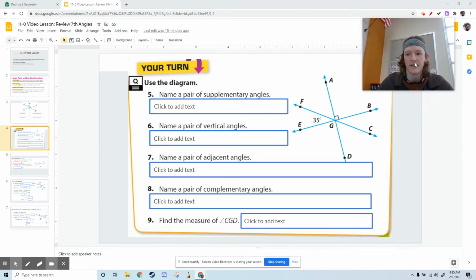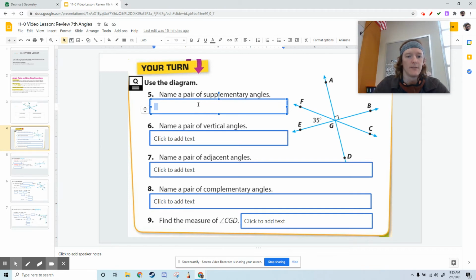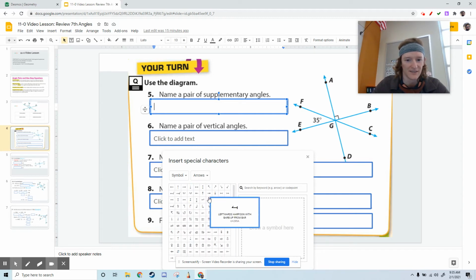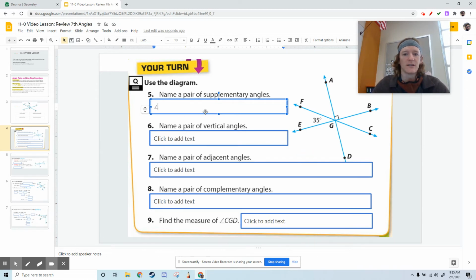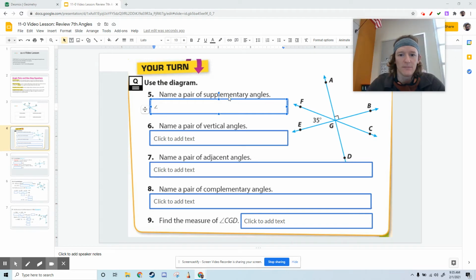Name a pair of supplementary angles. We're going to type in here. When you're typing, I don't need you to use the angle symbol, but if you're interested in learning how to use the angle symbol, you can go to Insert, Special Characters, and then you can find it here. You can draw the symbol, and there it is. It's that first one. So I'm going to pick that, and then I can close that. So there's my angle symbol. I'm not going to do that for every single one of these because it'll take a little extra time, but if you want to do that, you go to Insert, Special Character, and then draw the symbol, and it'll pull it up for you. So supplementary, again, means there are two angles that add up to 180.